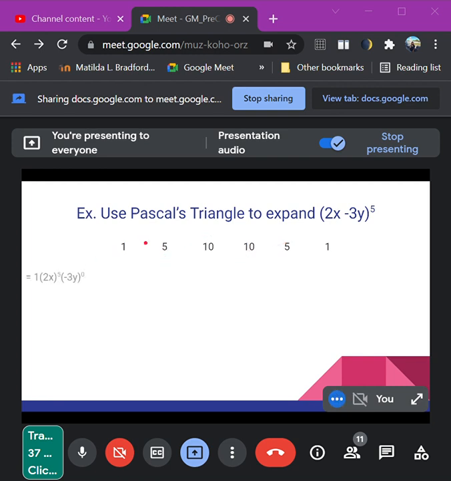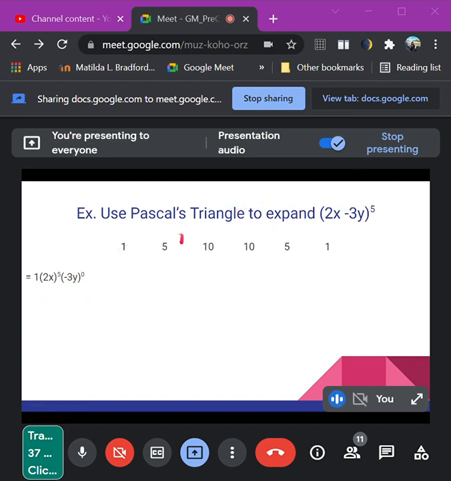For our first term, you have 1, which is the first coefficient. Then we take our first term, 2x, which has the highest degree, so it is raised to the power of 5. Then you have your minus 3y raised to the power of 0. The first term should have the highest exponent, matching the power of the binomial.